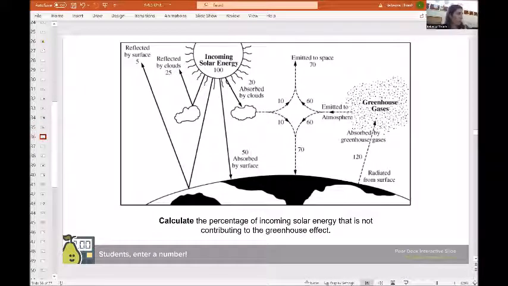All right, before we go on a little bit of a break here, let's look at this one problem. This was a diagram on a recent test showing incoming solar energy and then the effect of greenhouse gases on it. I want you guys to try to calculate the percentage of incoming solar energy that is not contributing to the greenhouse effect.